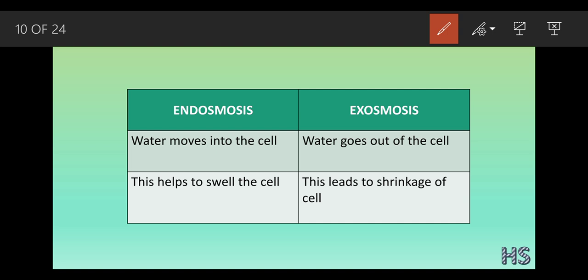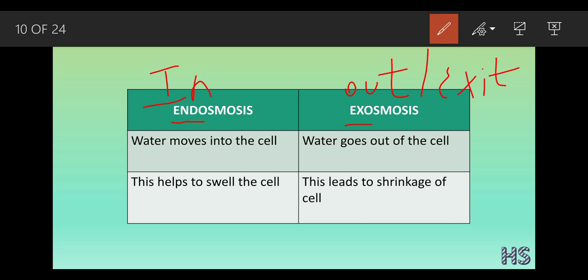Endosmosis and exosmosis: two types of osmosis that occur in the cell. One is the endo and the other is the exo. We have already done this endo and exo concept; we have covered the words endo and exo in chemistry also. Endo means in, and exo means out, exit.